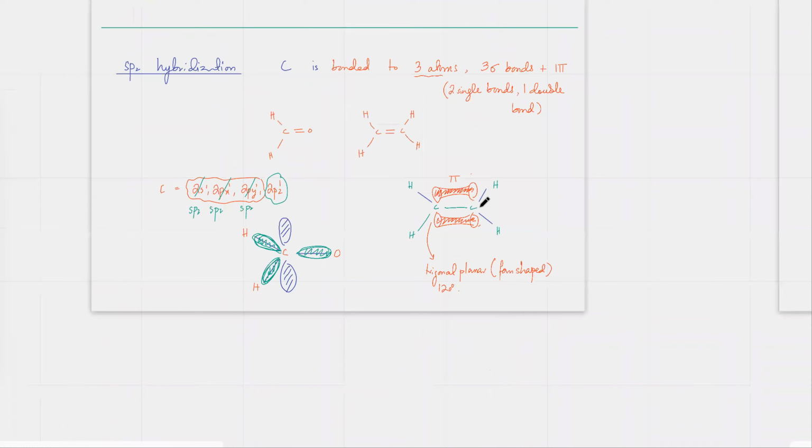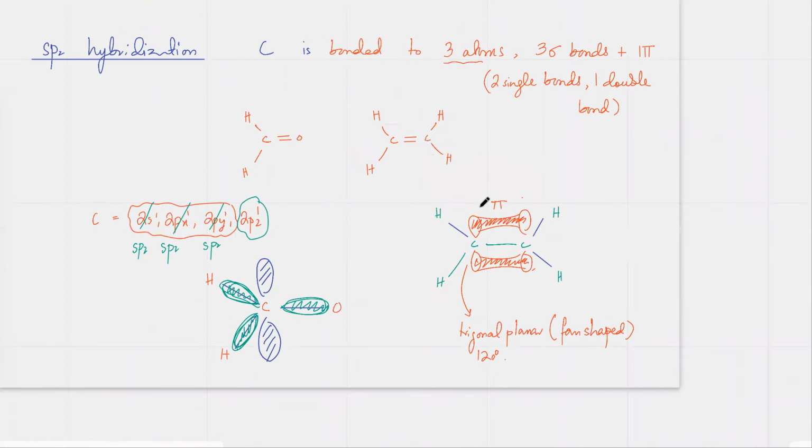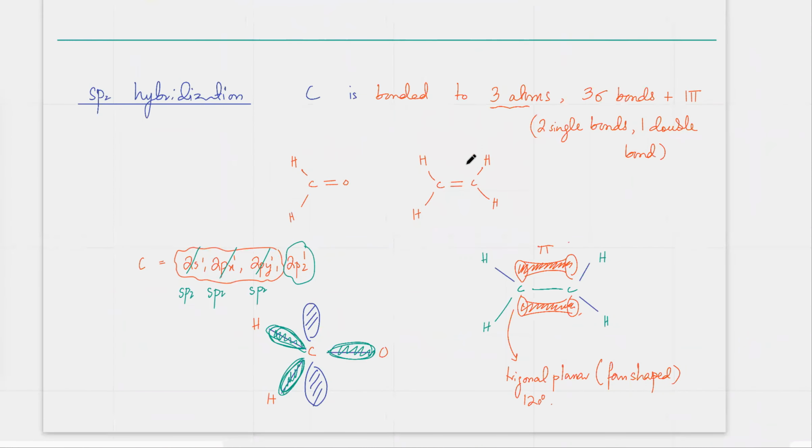Then about sp2 hybridization, you might be asked to draw some of the pi bonding that's taking place. So I'm just going to recap this. sp2 hybridization is when carbon is only bonded to three atoms. Now it can only bond to three atoms if it's forming a double bond. So there's definitely going to be two single bonds and one double bond in most cases. So whenever you see a carbon atom that's only surrounded by three atoms, that is sp2 hybridization.